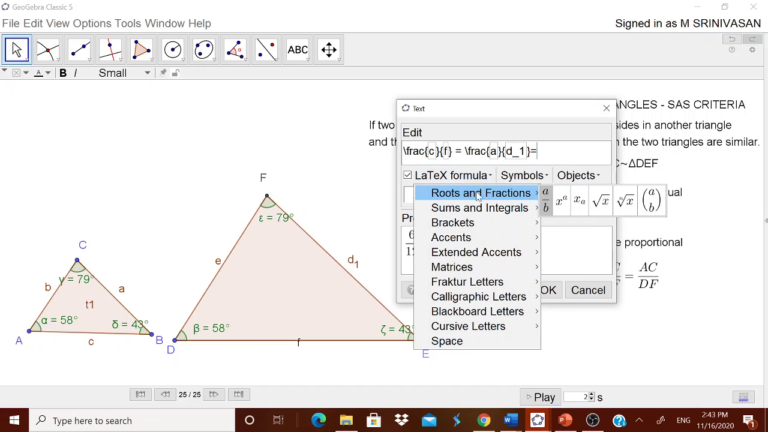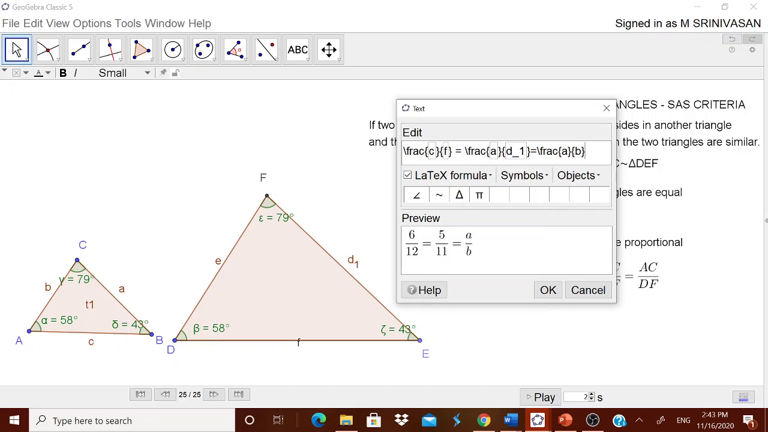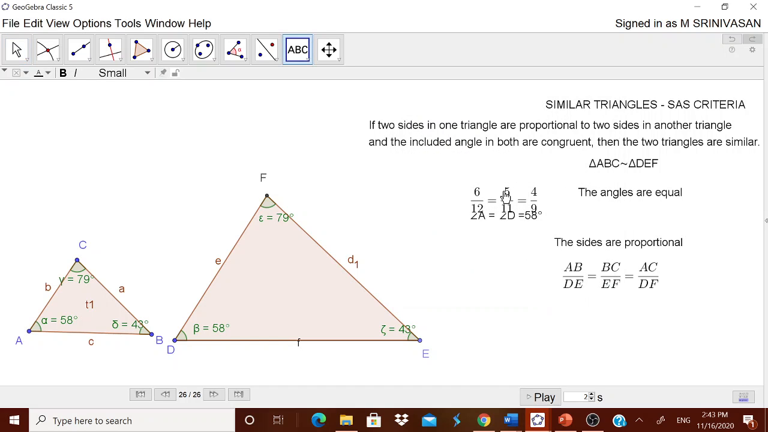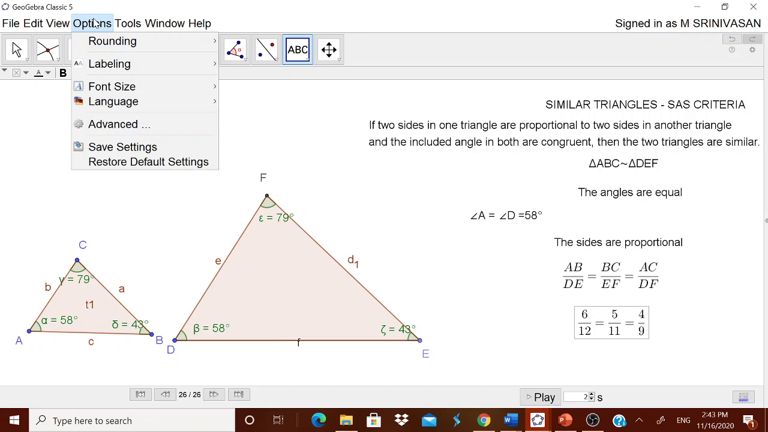Okay, is equal to, once again, go to the next one, that is B upon E. Therefore, latex formula, A by B. Then here you have to replace it by the object B, because that will be going on changing, and again from the object you select E. Okay, click OK.